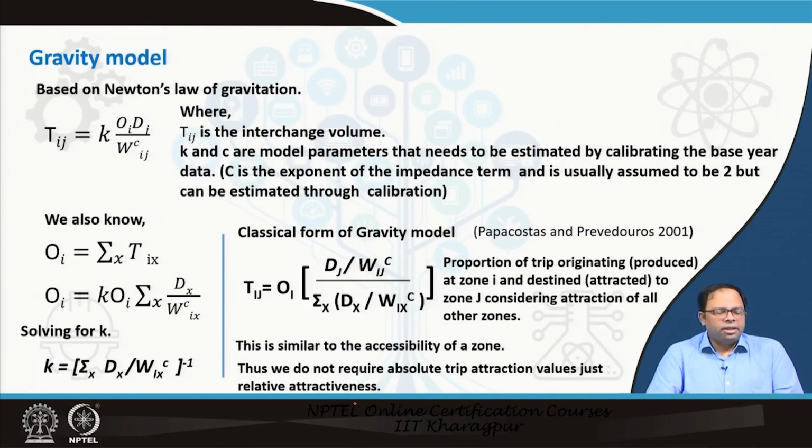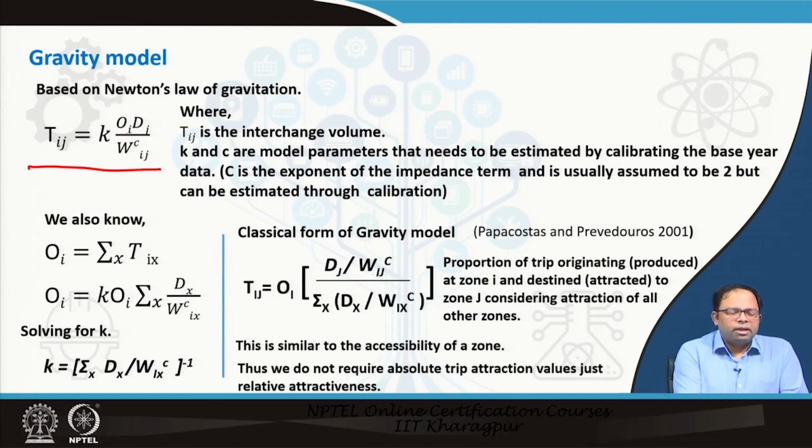The first model that we will explain is the gravity model. This is based on Newton's law of gravitation. We have already explained this model earlier as well. This is a model where the total number of trips Tij, which is also known as the interchange volume, is determined using the formula k multiplied by Oi into Dj divided by Wij to the power c. Now, k and c are the model parameters, and we need to estimate them through the process of calibration on the base year data. C is the exponent of the impedance term, and it is usually assumed to be 2, but can also be estimated through calibration, so it can assume other values as well.